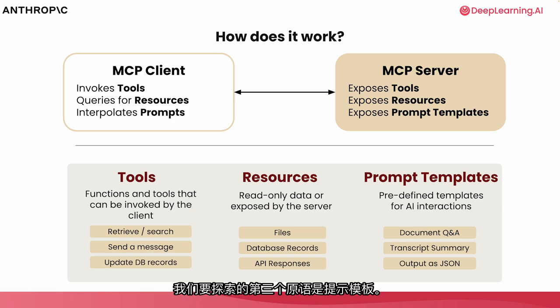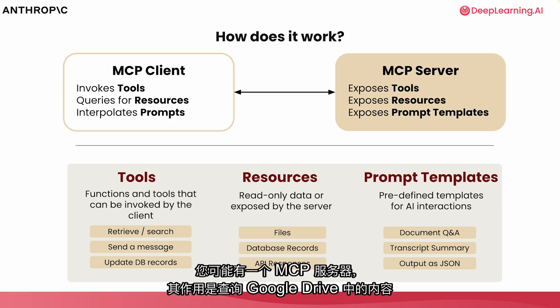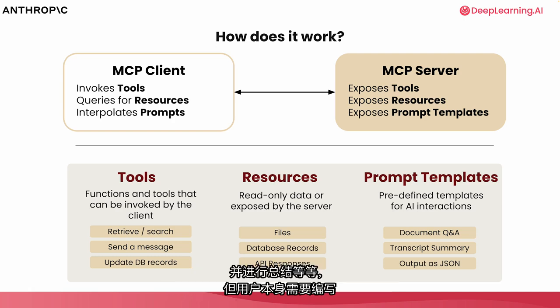The third primitive we're going to explore is a prompt template. And prompt templates aim to achieve a very reasonable task, which is to remove the burden of prompt engineering from the user. You might have an MCP server whose job is to query things in Google Drive and summarize and so on, but the user itself would need to write the prompt necessary to achieve all of those tasks in the most efficient way possible.